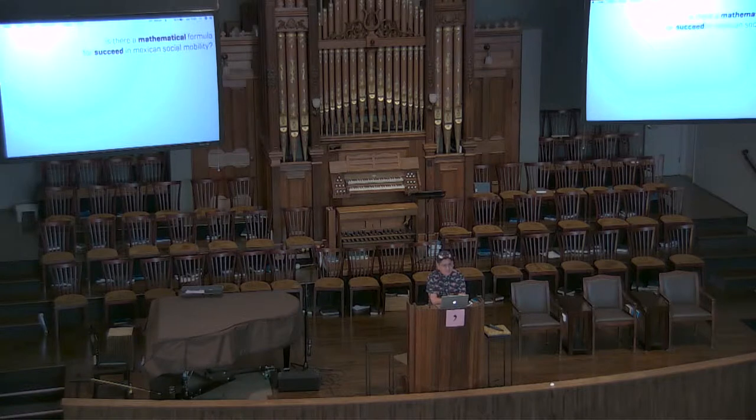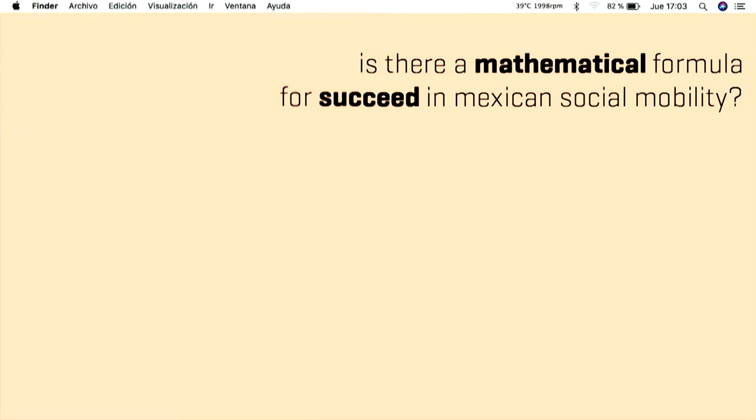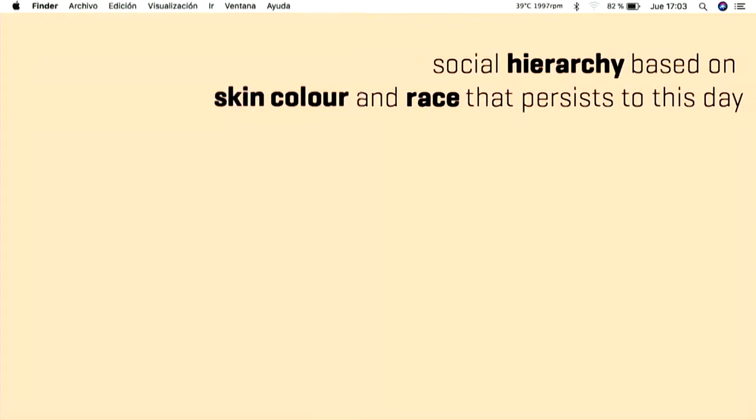The question that I want to answer is: is there a mathematical formula to succeed in Mexican social mobility? Is there a model or a formula? You know? The first part is that since before it became an independent nation state in 1821, Mexico's population has been troubled by issues of race and class.